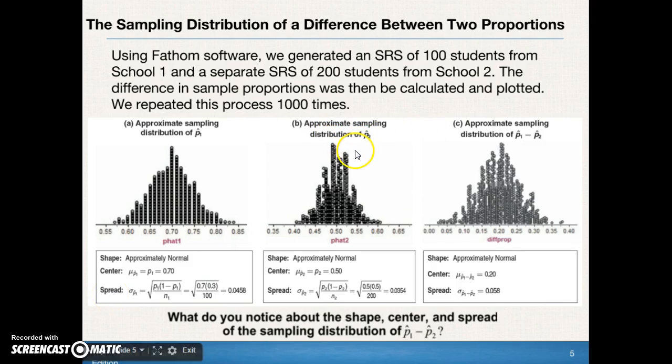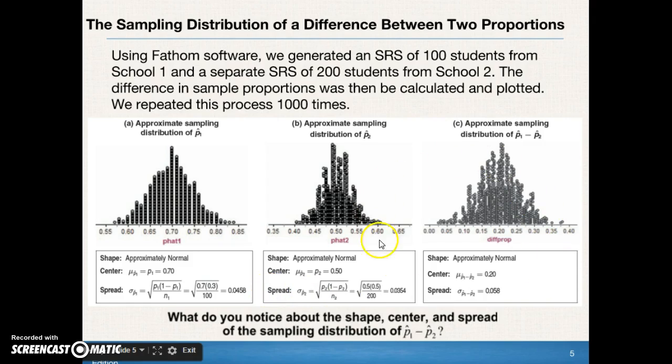For school 2, they took a simple random sample of 200 students. Again, found it to be normal. Found the center, which is what they told us happened at the school. And then they once again found the spread like we did in Chapter 7. So all of the information in these two tables is something that we learned in Chapter 7.